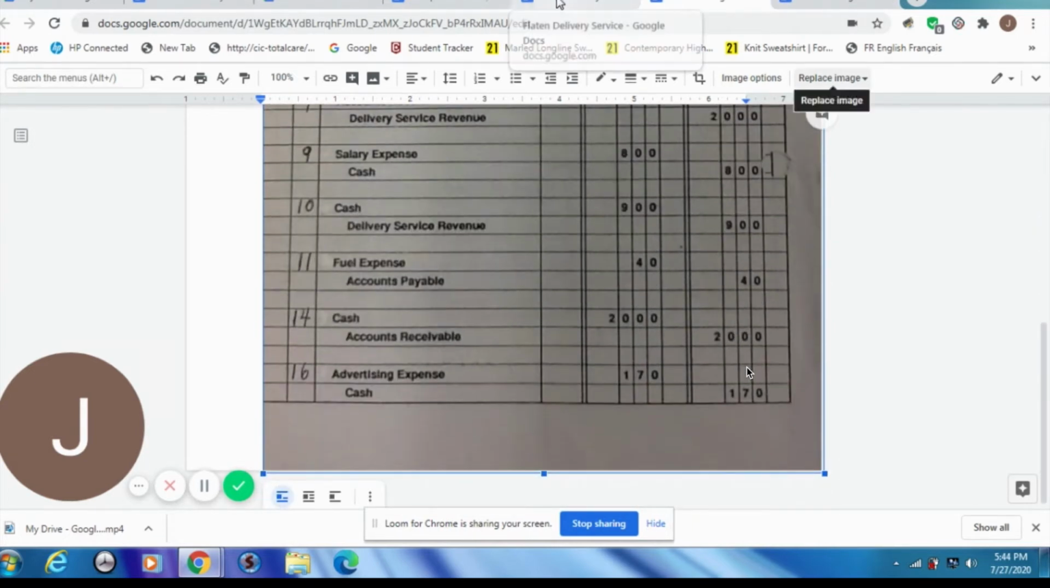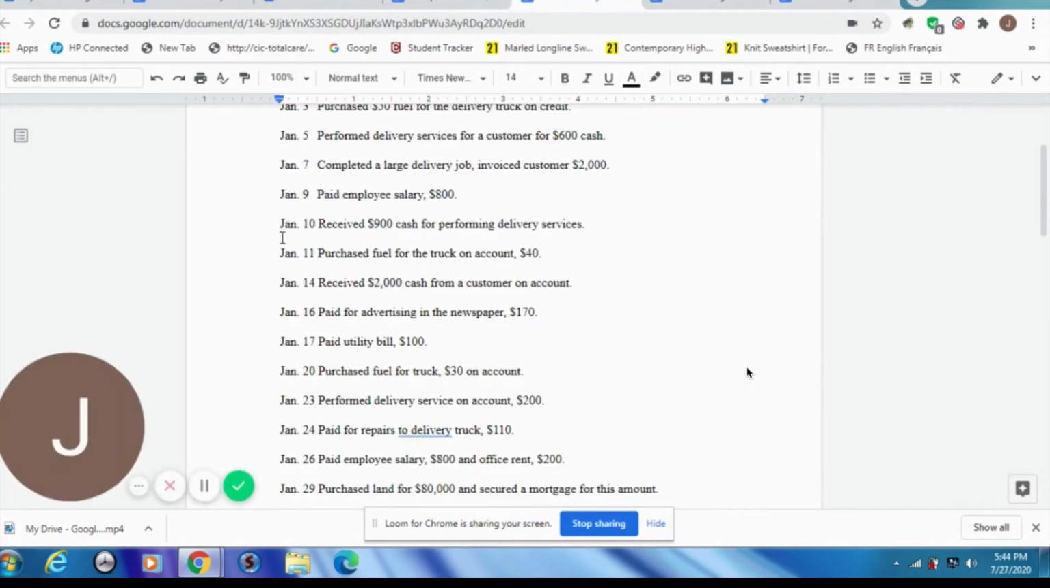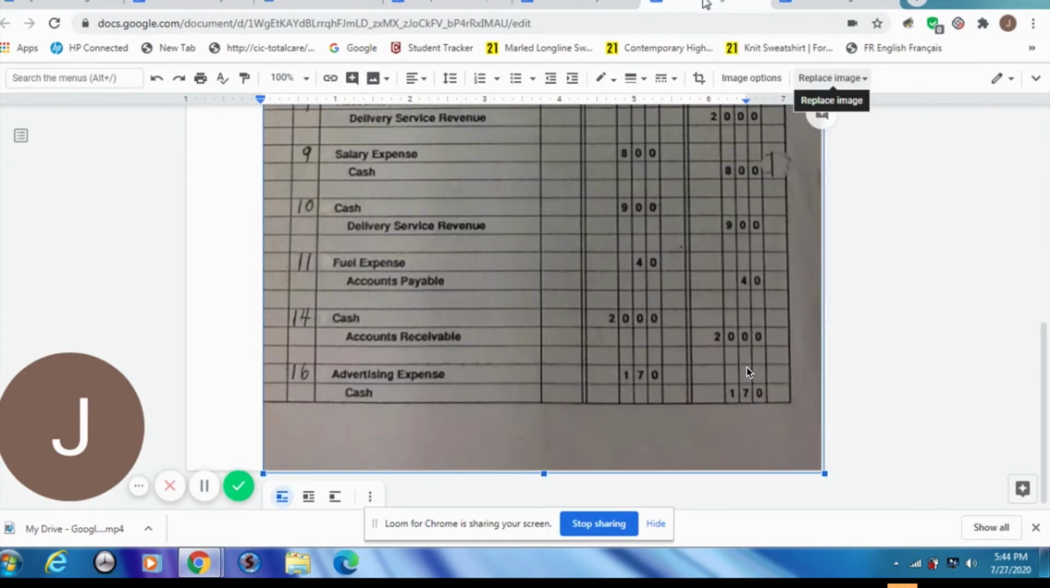Okay, we will leave a blank line here, and then we will go back to our transactions and look at the next transaction in the month of January, and that will be on the 10th, and it says we received $900 cash for performing delivery services. So this is another sale, and it is a cash sale because we're getting the cash right away. So we'll go to our journal, and we'll date it January 10, debit cash $900, and credit delivery service revenue for $900.